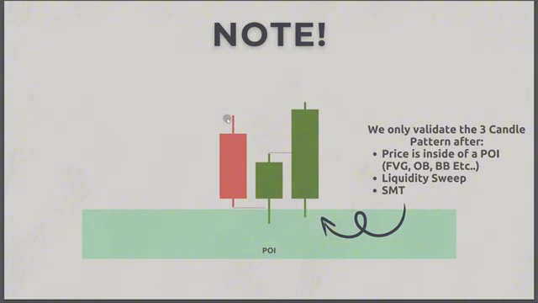When we have a liquidity sweep, so let's say this 3-candle pattern was happening at another fractal low, or when we have SMT. So when we have SMT, we also validate this 3-candle pattern.